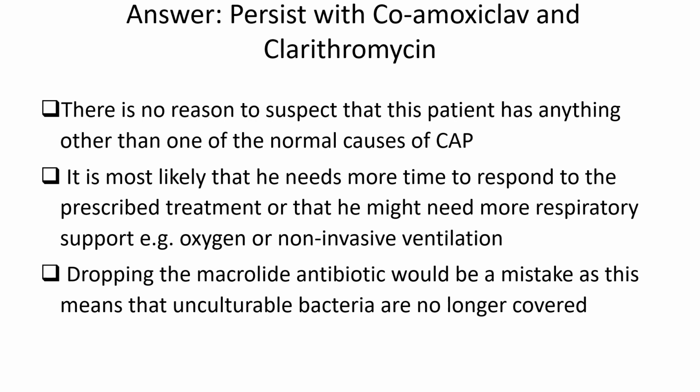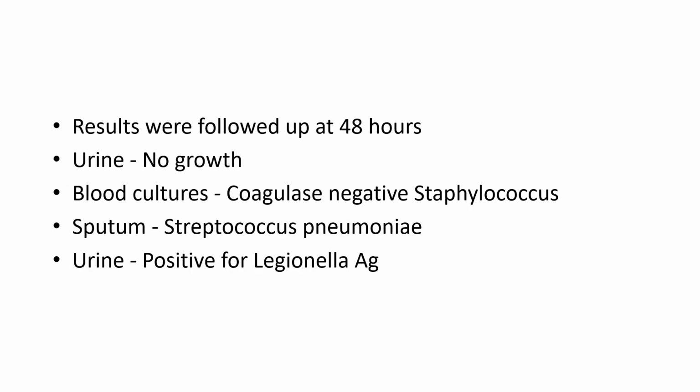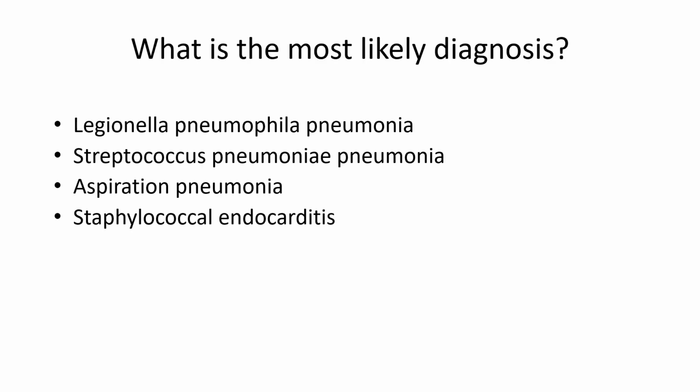Why? Because there is no reason to think the patient has anything other than community acquired pneumonia. The patient requires some time to respond to the treatment. Dropping the macrolide would be a mistake, as this would mean missing atypical organisms. So results were followed up. Urine was negative. Blood revealed coagulase negative staphylococcus. Sputum revealed Streptococcus pneumoniae. Urine was positive for Legionella antigen. What is the diagnosis?